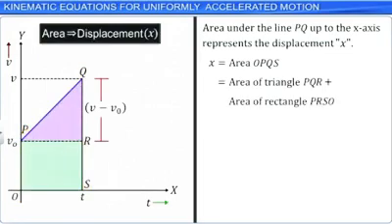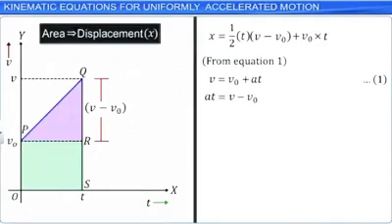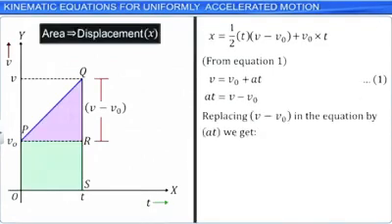From equation 1, the value of v is the sum of v0 and the product of a and t. Here, the value of the product of a and t can be derived as the difference between v and v0. Now, replacing the v minus v0 in the equation by at, we get x equal to v0 into t plus half at square. This is equation 2 of motion.